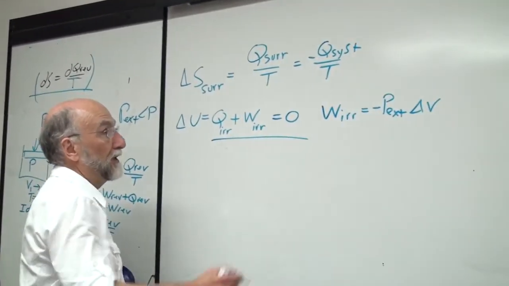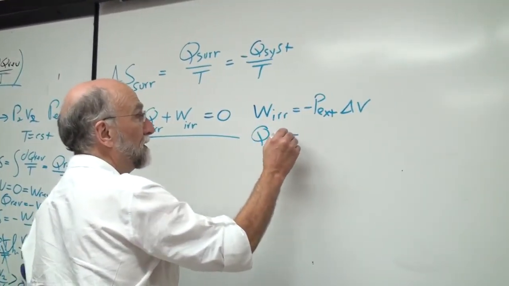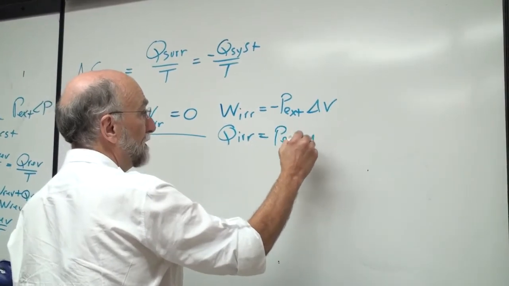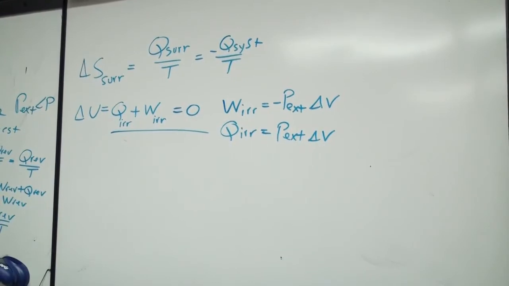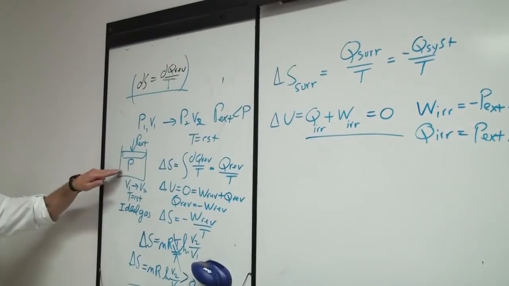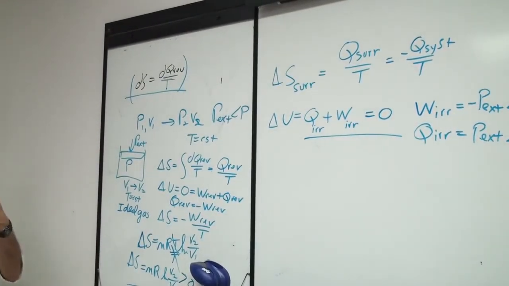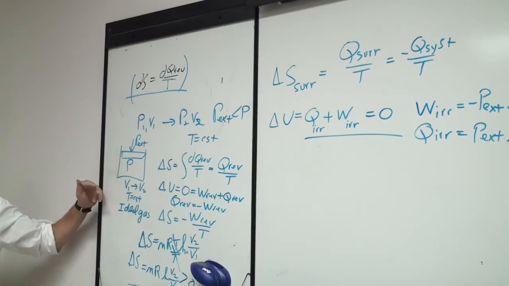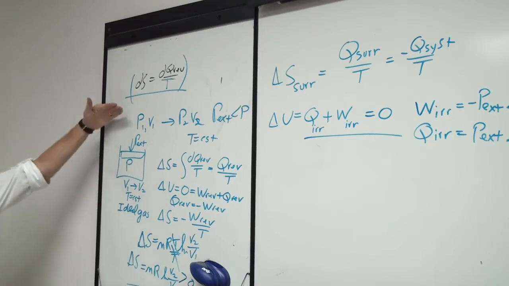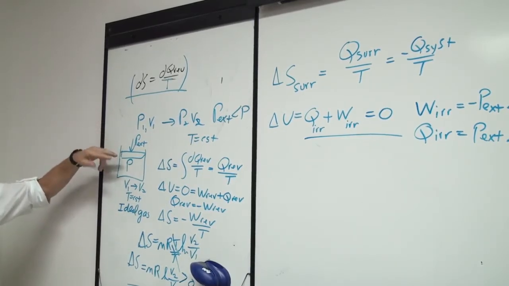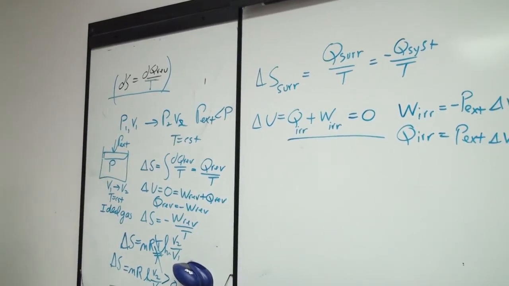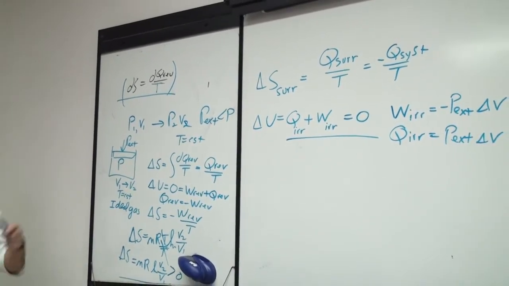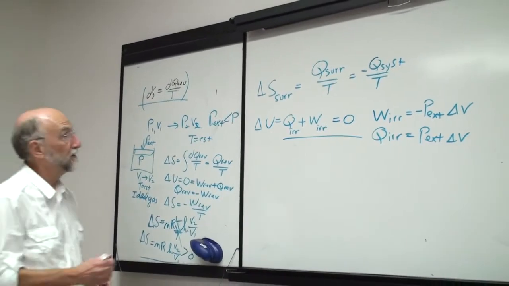And so since Q plus W, Q irreversible is P external delta V. If the system is doing work while you're keeping the temperature the same, you have to add heat to the system to keep the temperature constant. We talked about that on Thursday. The system is doing negative work here, so if there were no heat added, the system would cool down as it lost energy doing the work, so you have to add heat to it. So Q irreversible is P external delta V.